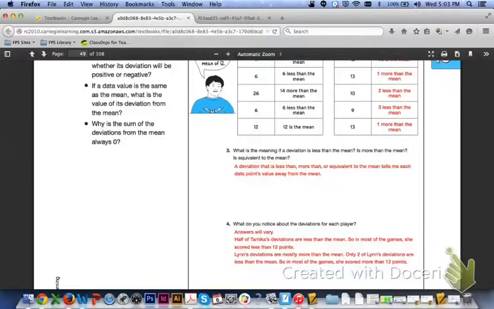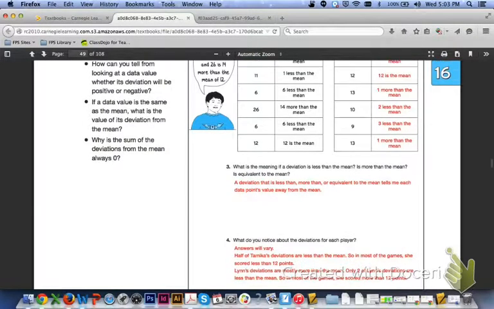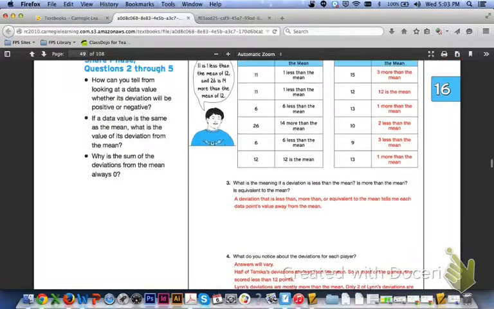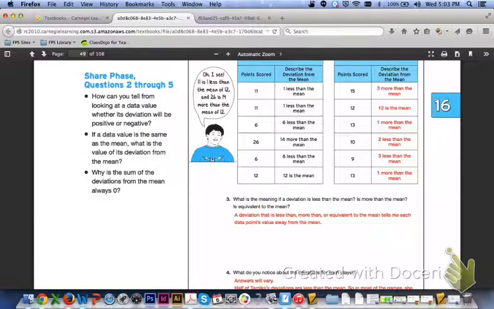So if we take a look at 4, what do you notice about the deviations for each player? It says half of Tamika's deviations are less than the mean, and it's actually more than half. If you look here, there are 4 values that are less than the mean. Here's 1, 2, 3, 4 out of the 6 values for Tamika are less than the mean. So more than half actually are less than the mean. So in most games she scored less than 12 points.